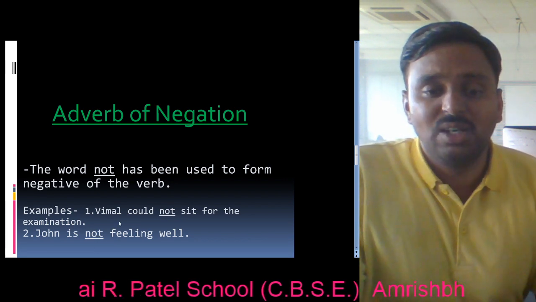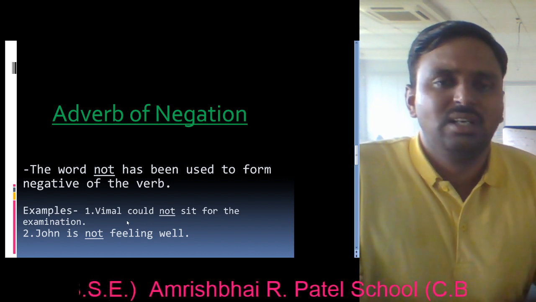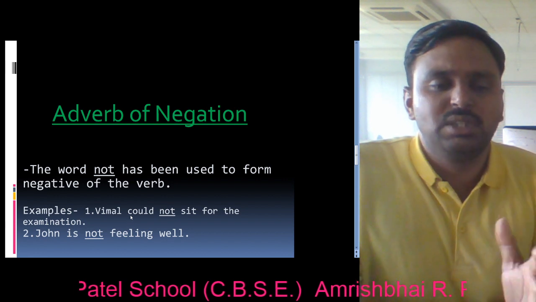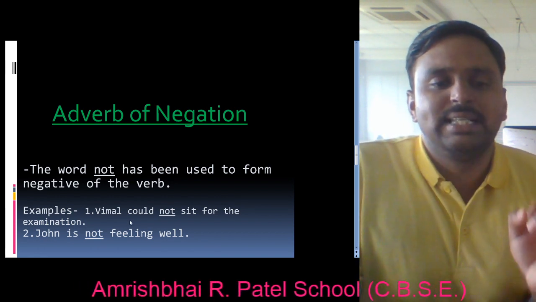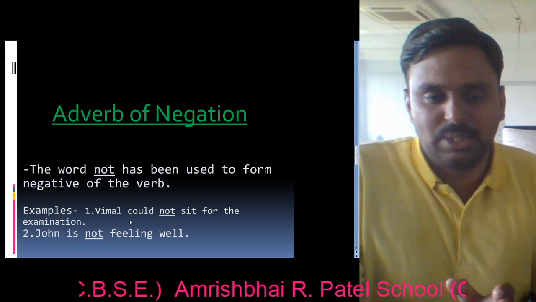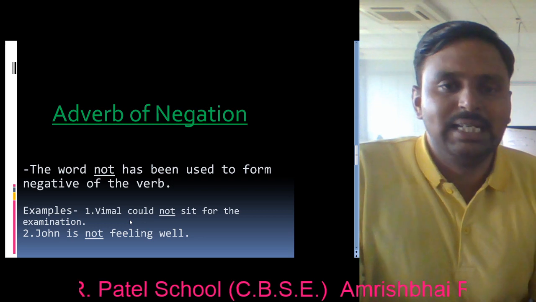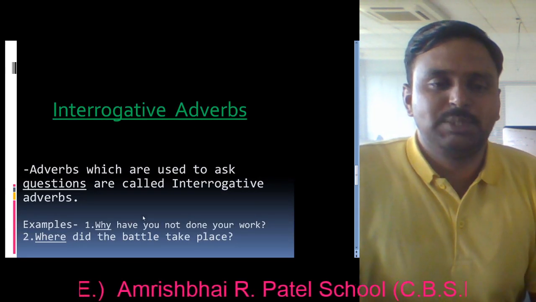Never. The word never is also an example of adverb of negation. Now dear student, remember the point. Whenever you find the negative words not, never, none, these are all examples of adverb of negation. When you find this kind of word, definitely it is an example of adverb of negation. Let's go for the next point.